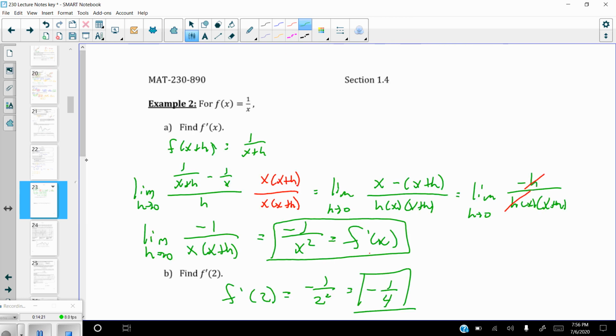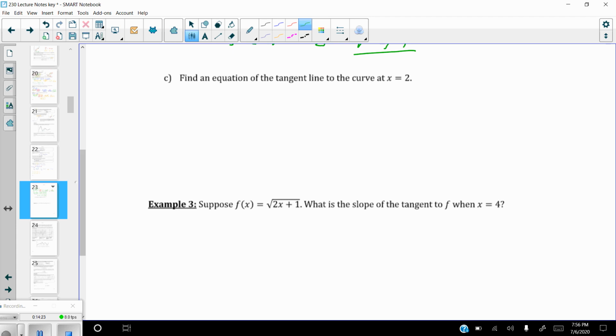We're going to use point slope form. At least that's how it's going to start. Point slope form is y minus y1 equals m times x minus x1, where y1 and x1 are points, actual numbers that we're going to plug in, and so is the slope.